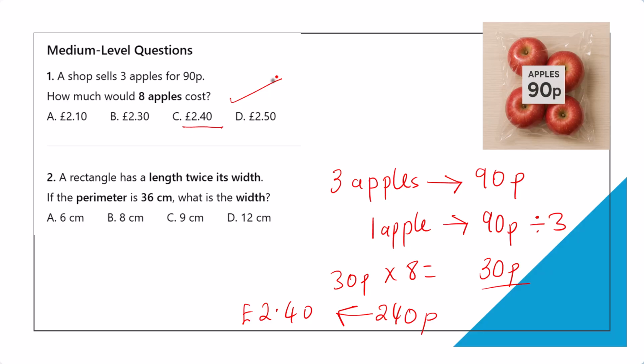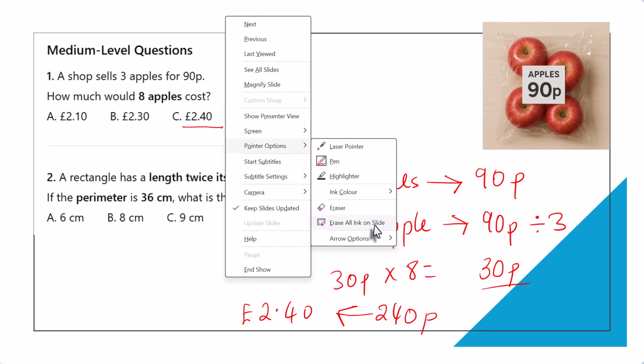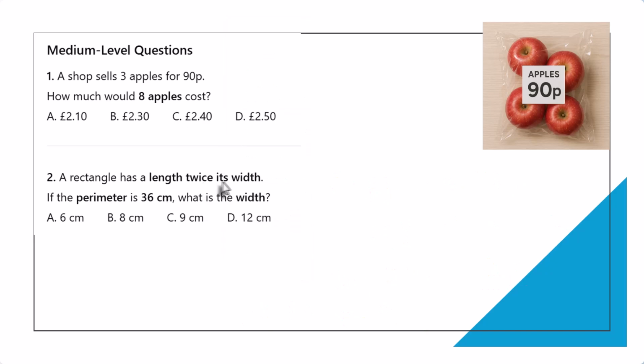Okay. Now we're going to go to question 2. Question 2 is about a rectangle. It says a rectangle has length twice the width. The first thing you need to do, you need to sketch a rectangle. The length of the rectangle, which is this length here, that one, is double the width. Do you see this?